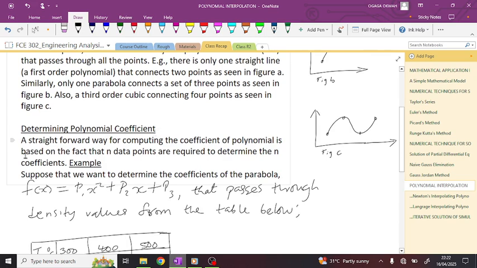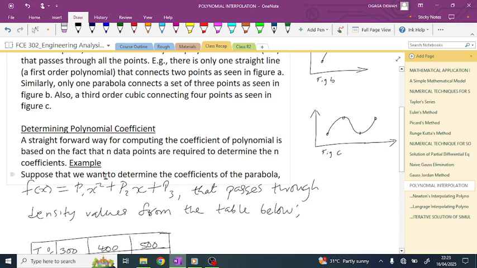So how do we determine polynomial coefficients? A straightforward way of computing the coefficients of a polynomial is based on the fact that n data points are required to determine n coefficients. Very simple. If you want to know the coefficients of a polynomial, you need to know the number of data points. You need to know the number of data points to know the number of coefficients you get.